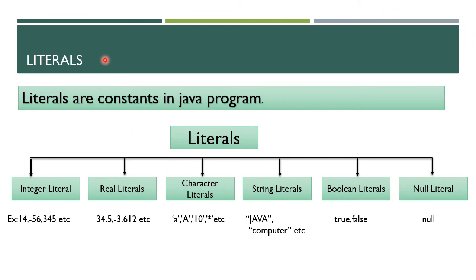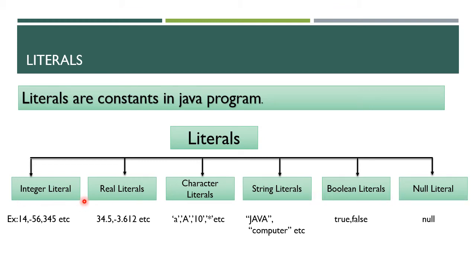The first category of token is literals. Literals are constants in a Java program. When you write a program in Java, you may come across some values or quantities which have to remain fixed, that is, they do not change throughout the execution of the program. Such quantities are termed as literals or constants. Here the literals are classified into various categories. The first one is integer literal, real literals, character literals, string literals, boolean literals, null literal.